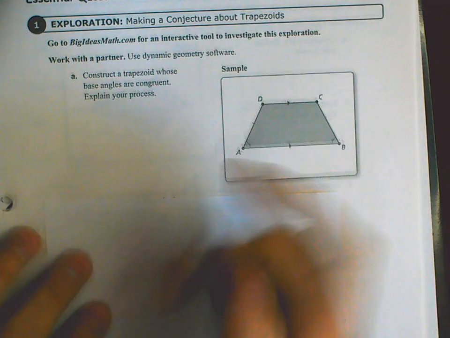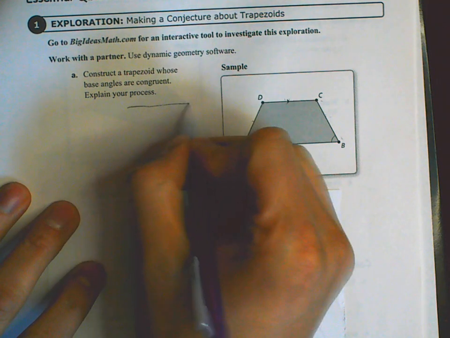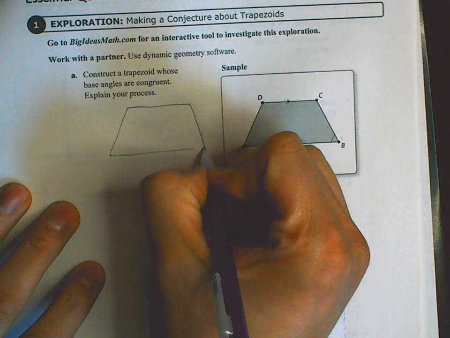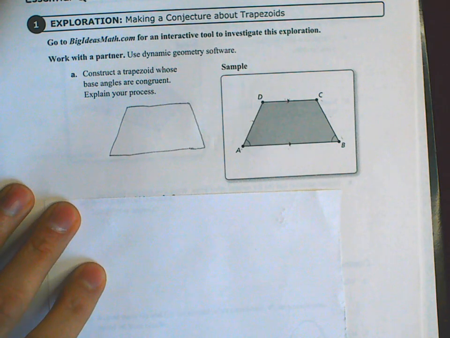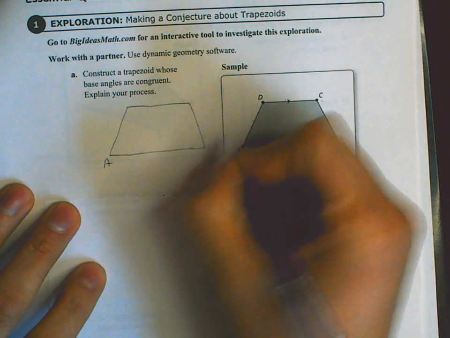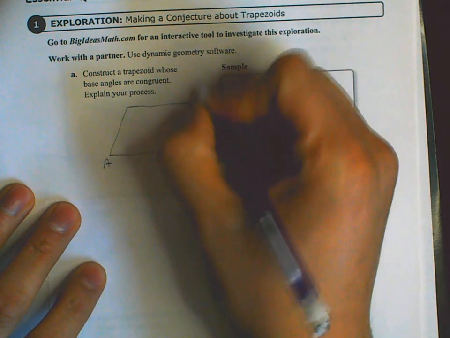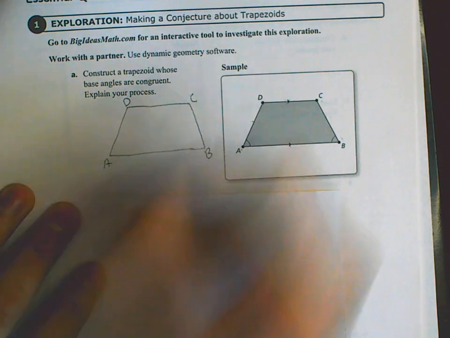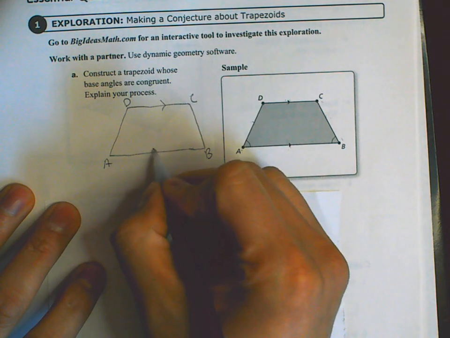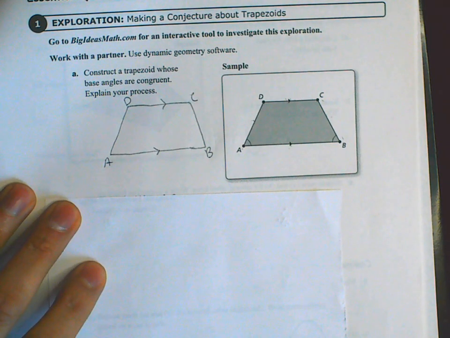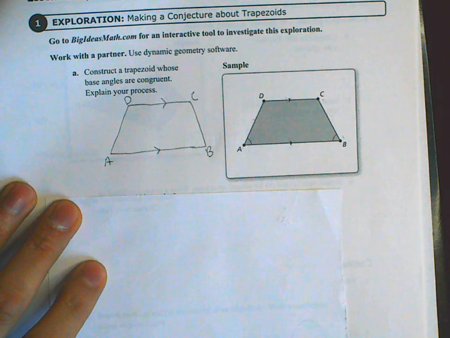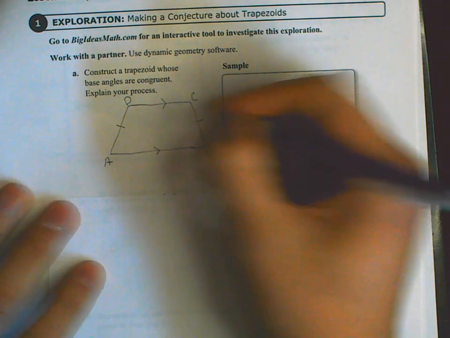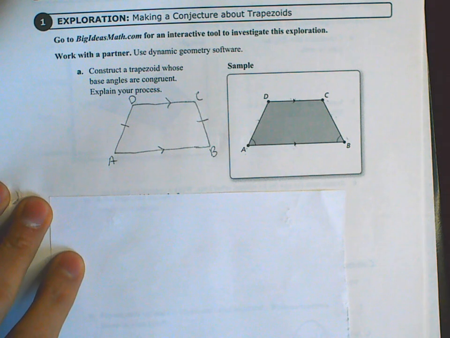So if I have an isosceles trapezoid, we're going to call this trapezoid ABCD. Since this is a trapezoid, this side here is parallel, the other two are not. Now, the theorem that we're going to prove says that if this is an isosceles trapezoid, then the base angles are congruent.